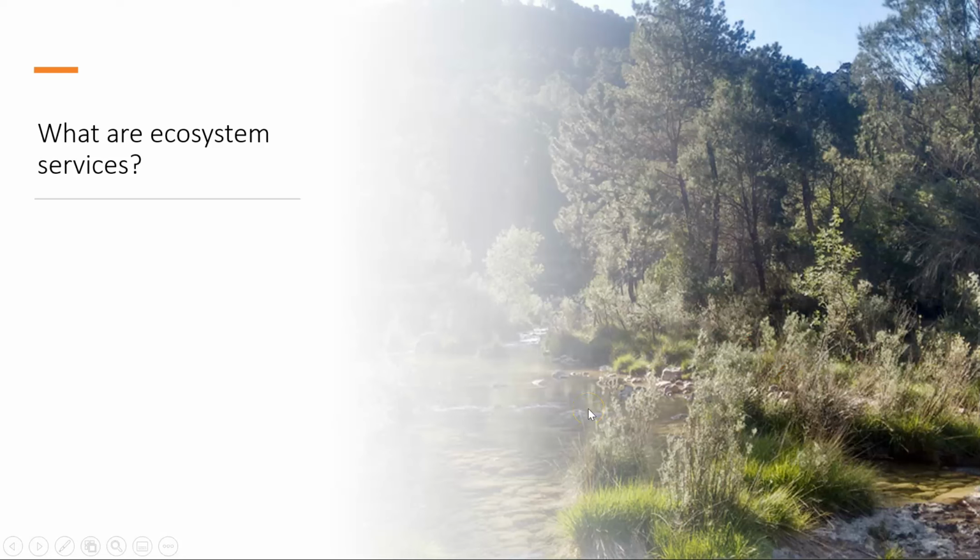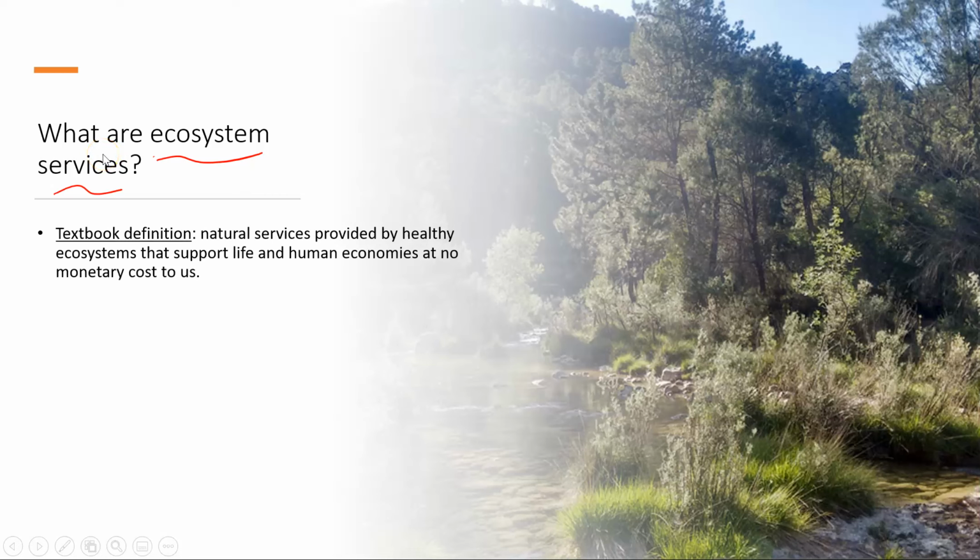So we're going to define ecosystem services first, and then really delve into the variety of ecosystem services provided. The textbook definition, from the Miller textbook that we are using, is that ecosystem services are natural services provided by a healthy ecosystem that support life and human economies at no monetary cost to us. So these are things that nature does of its own accord that we benefit from, both as living organisms and in terms of our economies. But nature does it on its own and does not necessarily require direct human inputs.